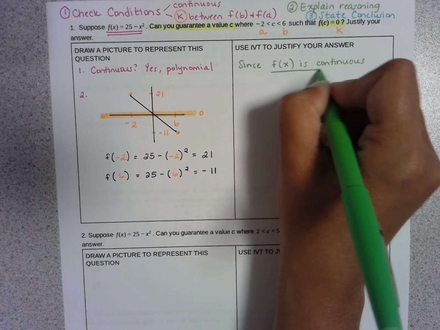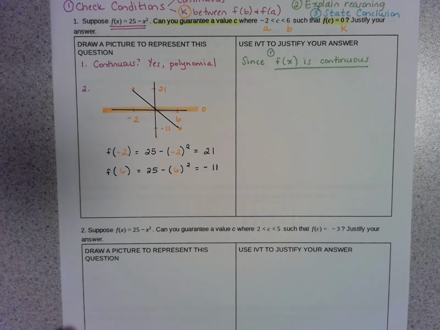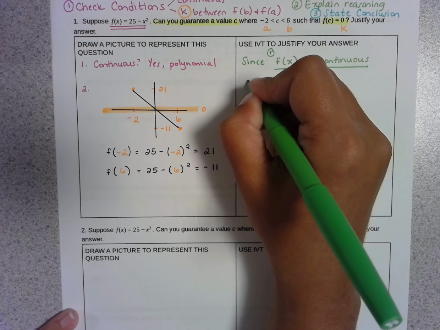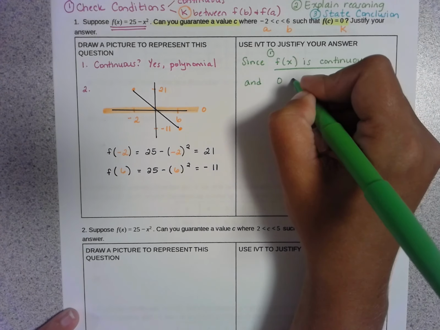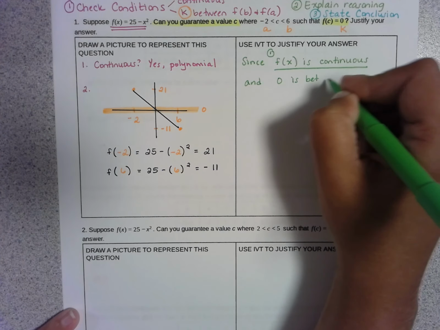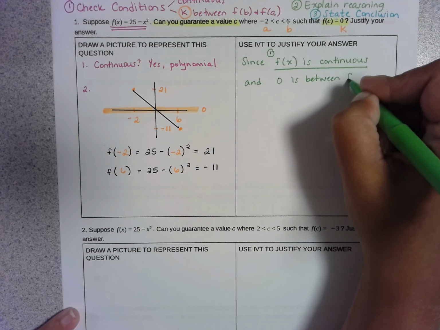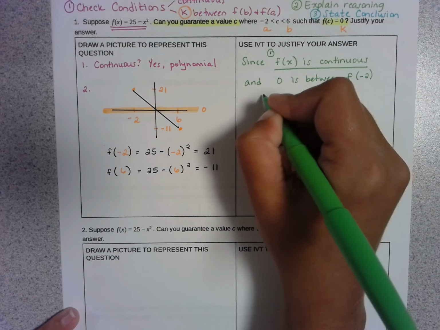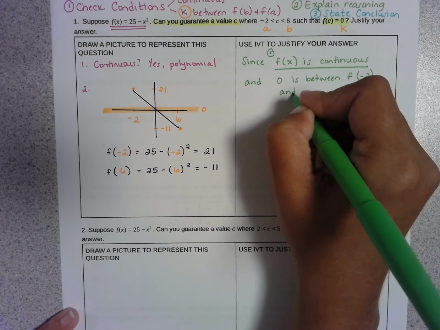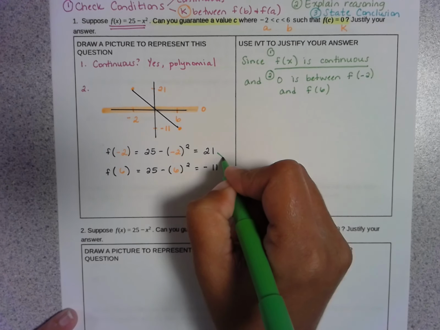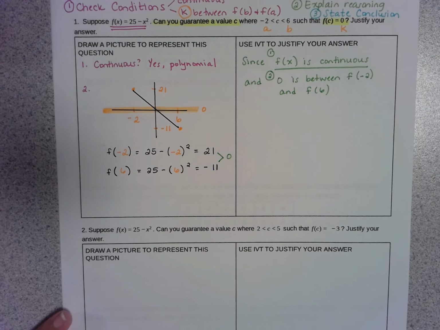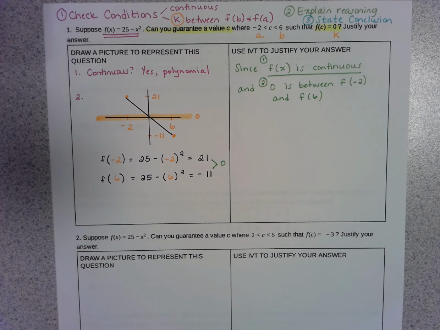And I'm allowed to say that because I checked, and that was the first condition that I checked here, that this is a polynomial. And 0, so the number that I'm trying to verify, is between f of negative 2 and f of 6. So that's the second condition I checked. 0 is in between these two numbers. Since these two things are true, that's my reasoning. I've checked the conditions.